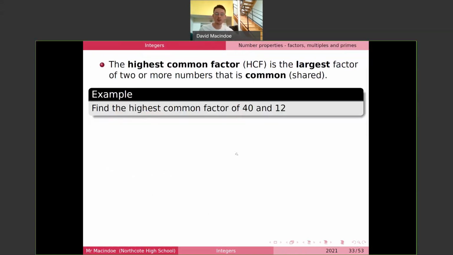Now, why do we learn about lowest common multiples and highest common factors? Both of these are really helpful when we're dealing with adding and subtracting or timesing and dividing fractions.